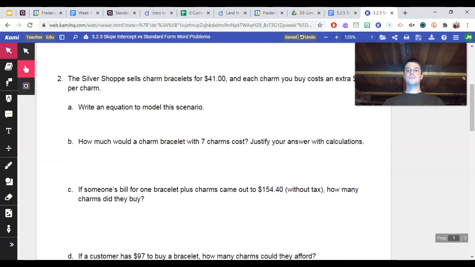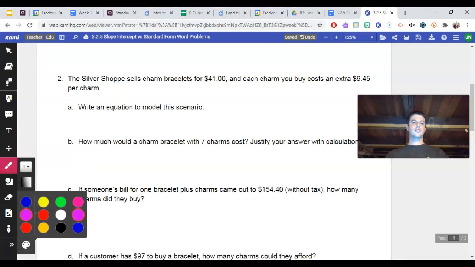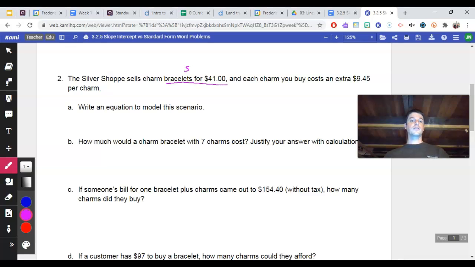All right, the silver shop sells charm bracelets for $41, and each charm you buy costs an extra $9.45 per charm. Well, the charm bracelet is the base or the starting value, right? We're not working with time here, but we are working with a value that goes up depending on how many charms. Notice the keyword each. That's very important because each charm you buy costs an extra $9.45. So this is going to be a slope-intercept problem where we have the y-intercept here and the slope. That means the $9.45 is what's going to be multiplied by x.